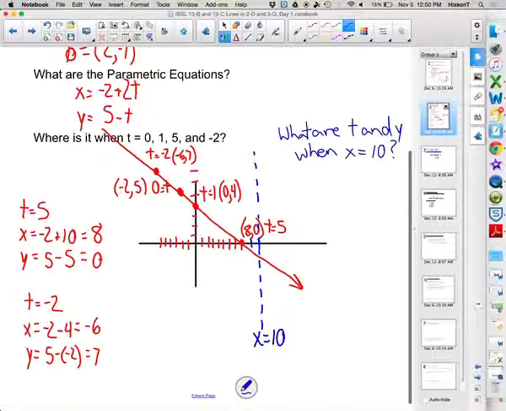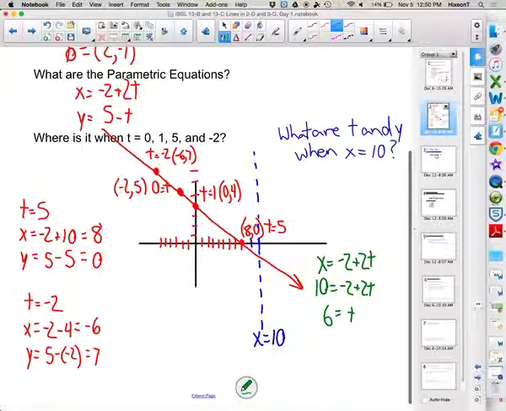So what would I do with that? We'd solve for t. We'd plug it into x and we'd solve for t. Alright, so x is -2 plus 2t. So we would set 10 equals -2 plus 2t. And what do we get for t? 6. We get 6.